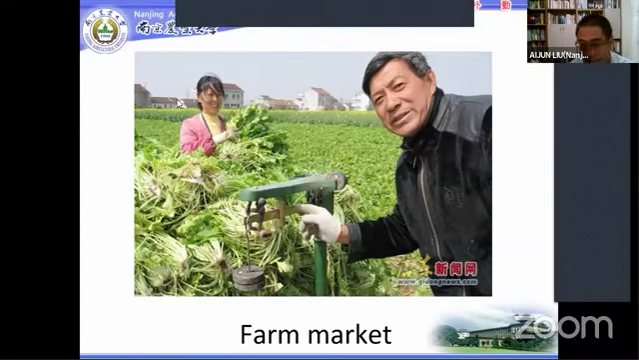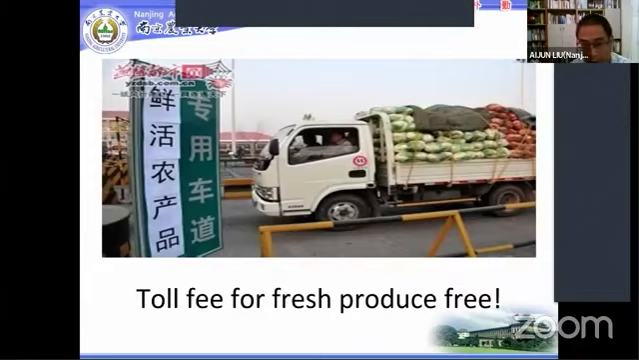This is quite special. You can see I say toll fee for fresh produce free. This is very important to reduce the logistical cost. You know, in China, the highway is not free, but the government said the fresh produce will be free. By this we can reduce the transaction cost, the transport cost, so the farmer can save their money, right?